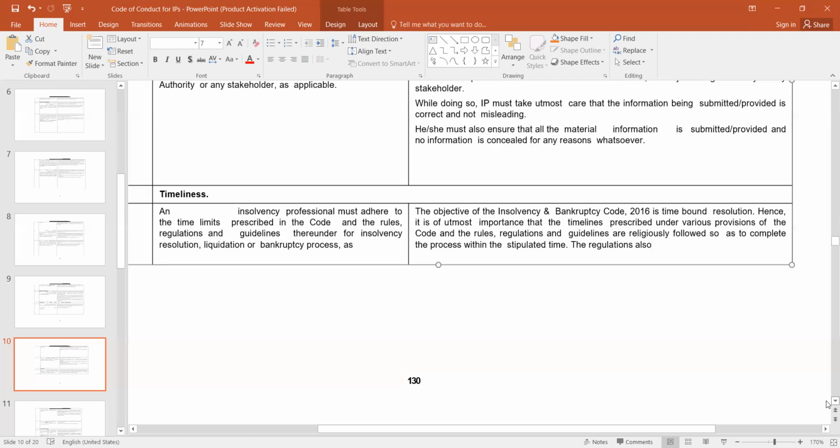So the point is that you must adhere to the time limits, and you have to account for every day of delay. The objective of the Insolvency and Bankruptcy Code is time-bound resolution. Hence, it is of utmost importance that the timelines prescribed under various provisions of the code and the rules, regulations, and guidelines are religiously followed so as to complete the process within the stipulated time.